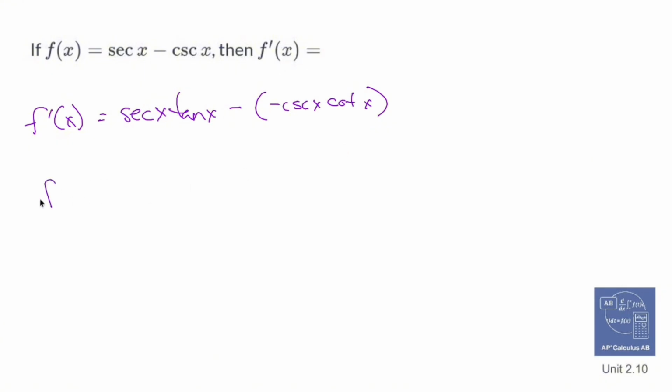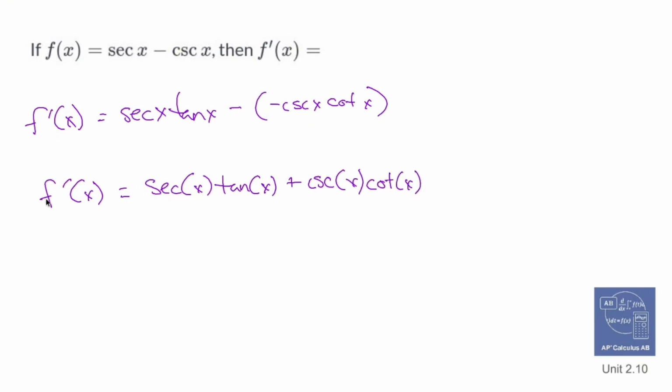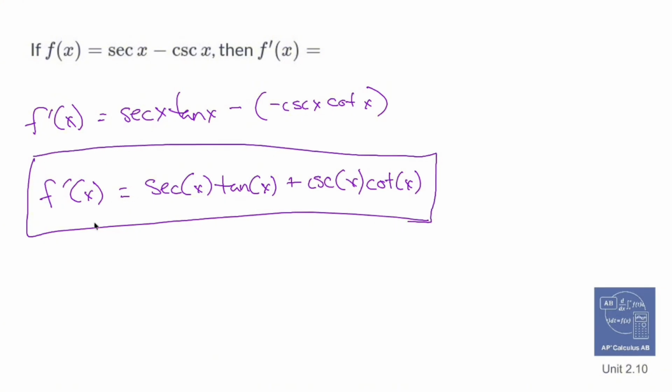And all we have to do here is just simplify that double negative. So secant x, I like parentheses, it just looks prettier, tangent x minus a negative, plus cosecant x cotangent x. And there's really not much more you can do. If you're going to try to be cute and factor and simplify, just don't worry about it. This is just a matter of memorizing the derivatives of secant and cosecant, and then just writing stuff out and doing the double negative, and we're done.